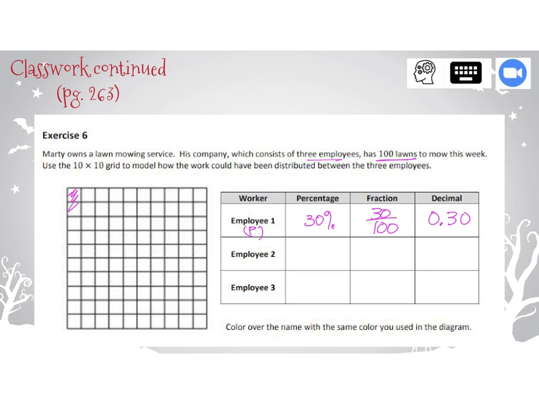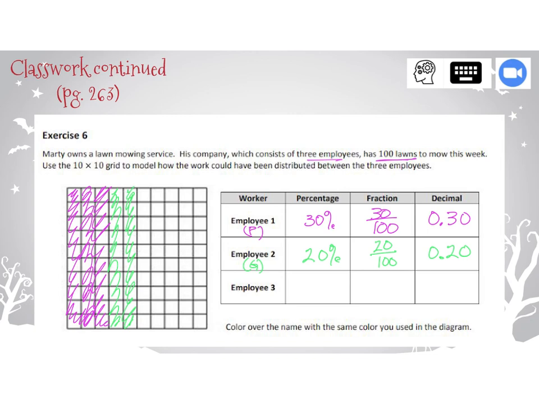So then I'm going to color 10, 20, 30. Okay, got it. Now I'm going to go to another color, and this is going to be green. How about this one? He or she needs a little bit less work this week because they've got another job. So I'm going to do 20 over 100 or 20 hundredths, and then I'm going to color. Here's 10, and here's another 10 for 20 out of 100.